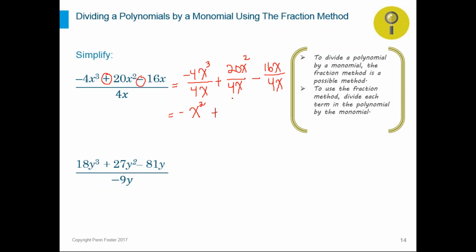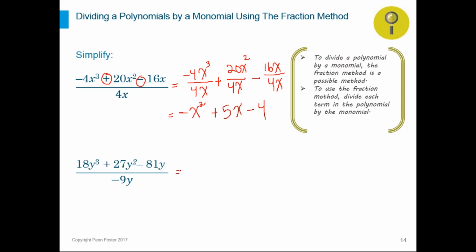Plus, I have 20 over 4. It's a 5. x squared over x is an x to the first, or x. I have a minus 16 over 4 as a 4. x over x just cancels out to a 1, so there is no variable here in our answer. This is our final answer, negative x squared plus 5x minus 4. And this is how we divide a polynomial over a monomial.